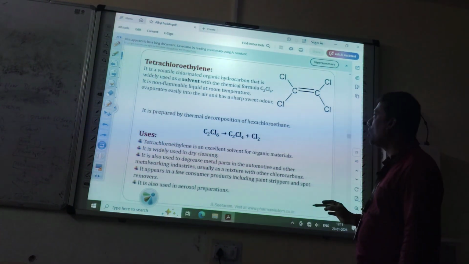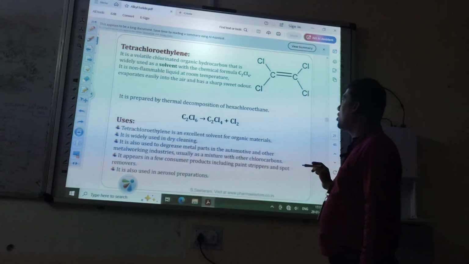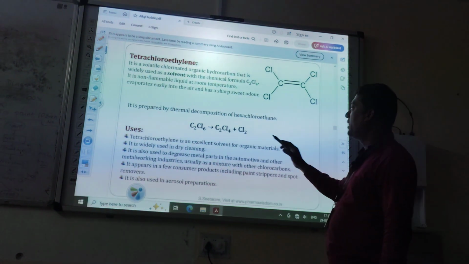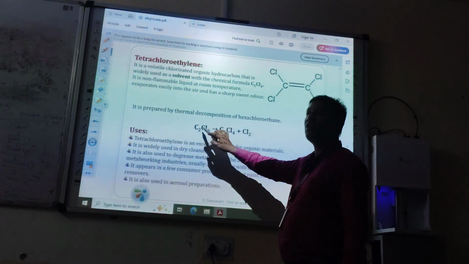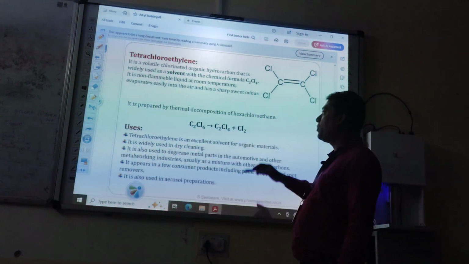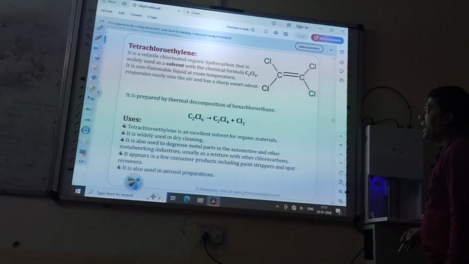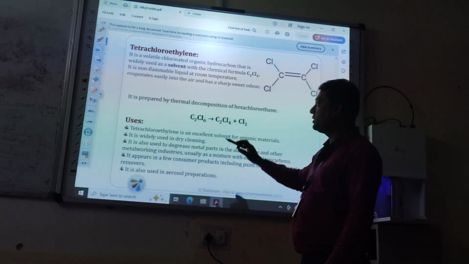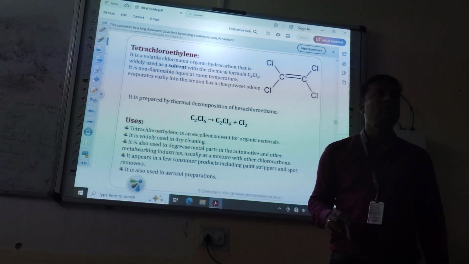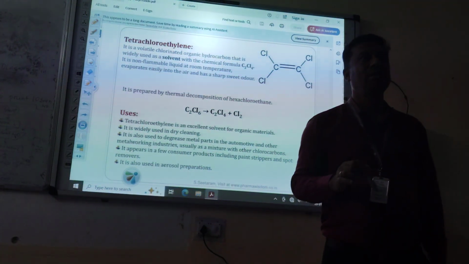It is prepared by thermal decomposition of hexachloroethane. Okay, this is hexachloroethane. It will be decomposed to tetrachloroethylene plus Cl2. Uses.